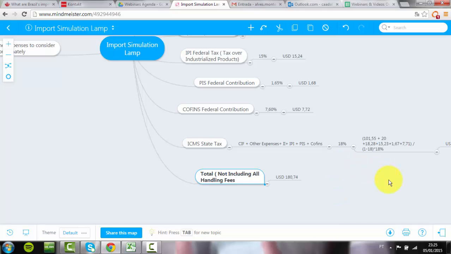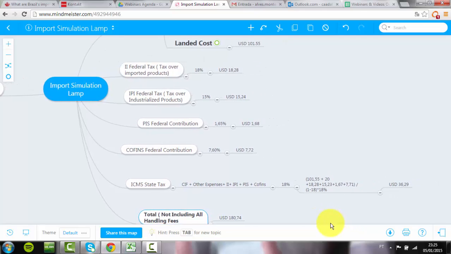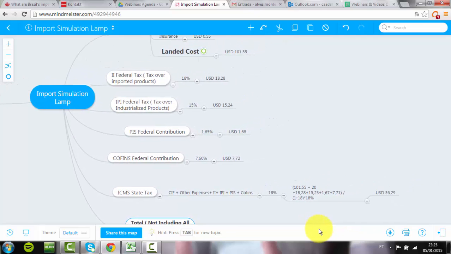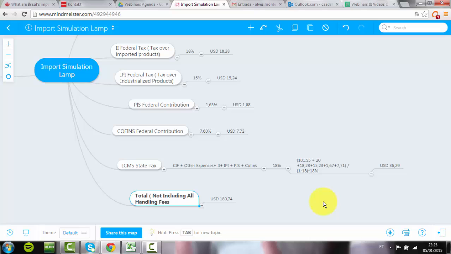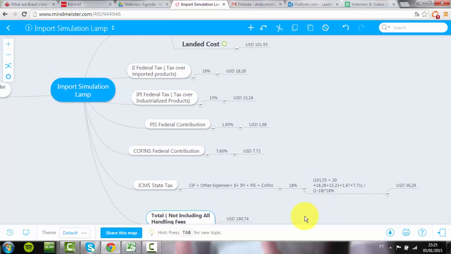So basically this is it, and I'm looking forward to hearing your feedback. This is just a simulation for one lamp, one very specific case with a very specific HS tariff.